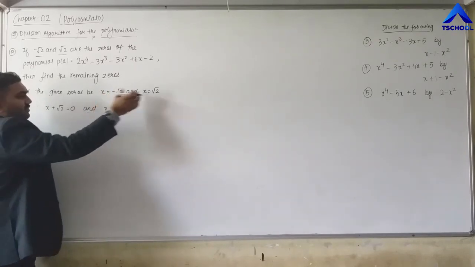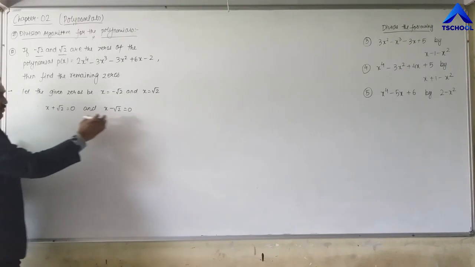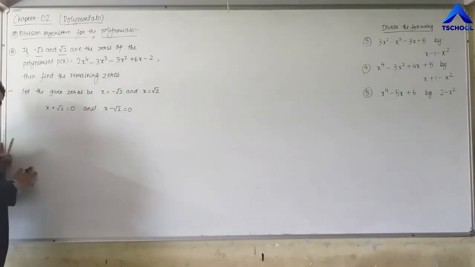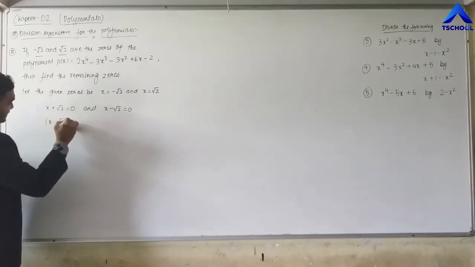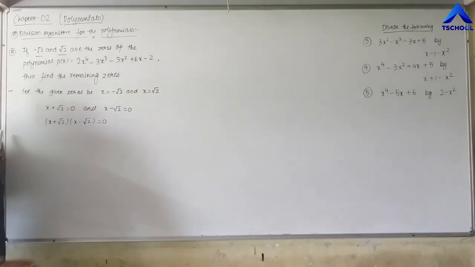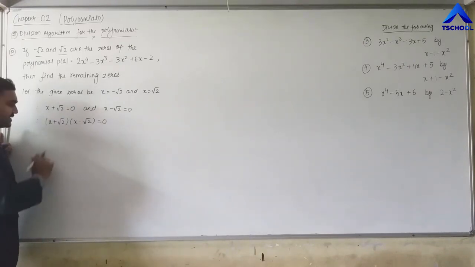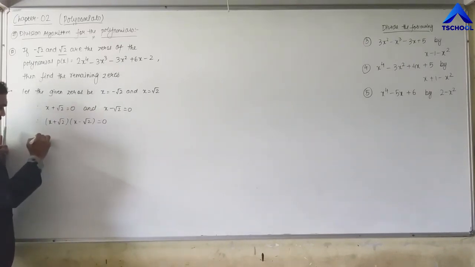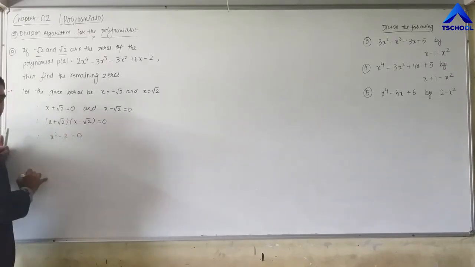If x equals minus root 2 and x equals root 2 are the zeros, then x plus root 2 and x minus root 2 are also the zeros of the polynomial. Yes or no? Yes. Therefore, we can say that x plus root 2 and x minus root 2 are also factors of the polynomial. So we get the factors x plus root 2 and x minus root 2. That means x square minus 2 is also equal to 0.